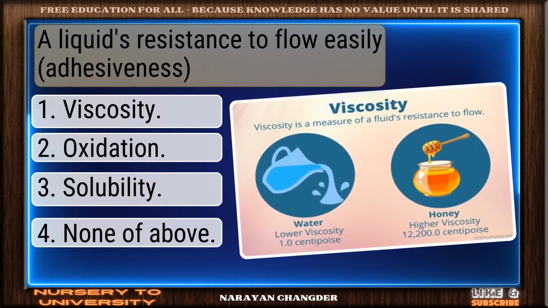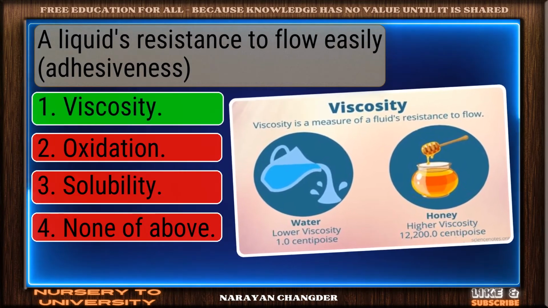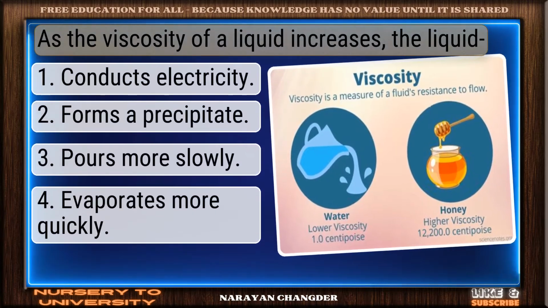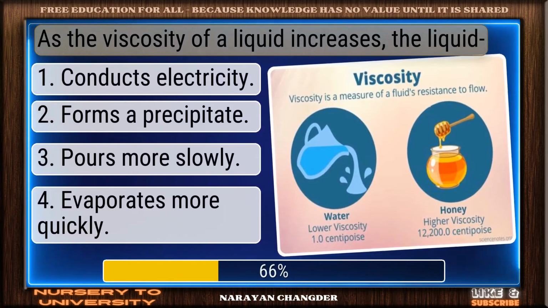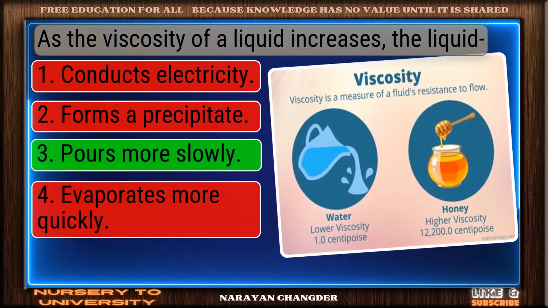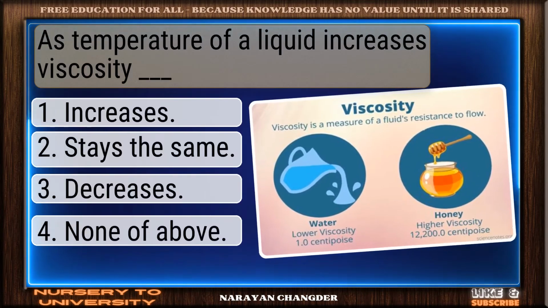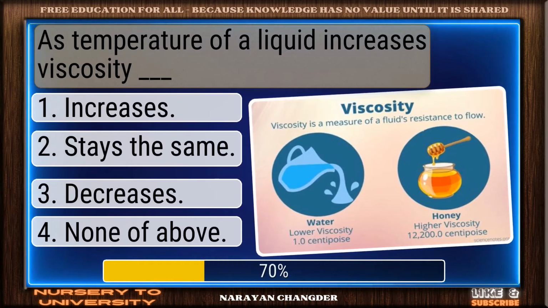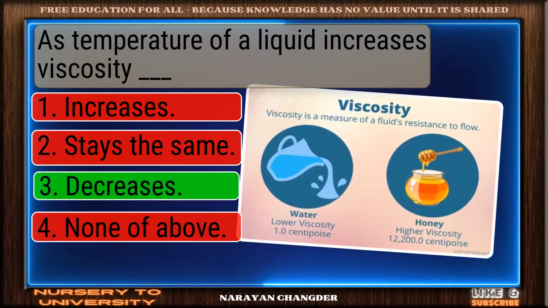A liquid's resistance to flow easily. Perfect. Viscosity is the correct choice. As the viscosity of a liquid increases, the liquid. Good job. Your answer, flows more slowly, works well here. As temperature of a liquid increases, viscosity dash. Well picked. Decreases is the correct answer.